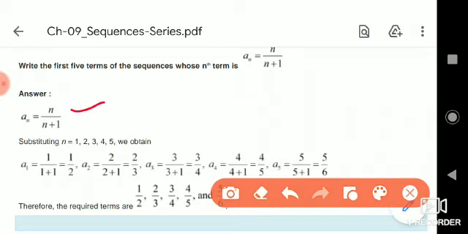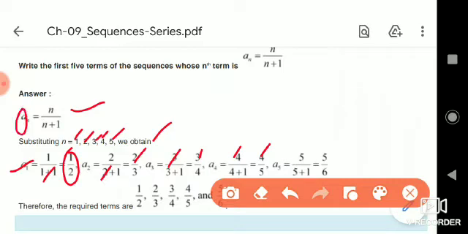Substituting the values for n is 1, 2, 3, 4 and 5, we obtain a1 is equal to 1 divided by 1 plus 1, that gives 1 by 2. a2 is equal to 2 divided by 2 plus 1, that gives 2 by 3. a3 is equal to 3 divided by 3 plus 1, it gives 3 by 4. a4 is equal to 4 divided by 4 plus 1, it gives 4 by 5. a5, replace n by 5, will get 5 divided by 5 plus 1, that gives 5 by 6.